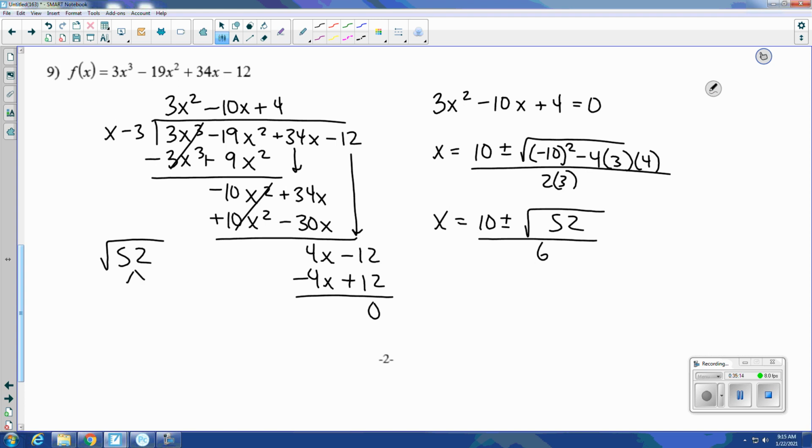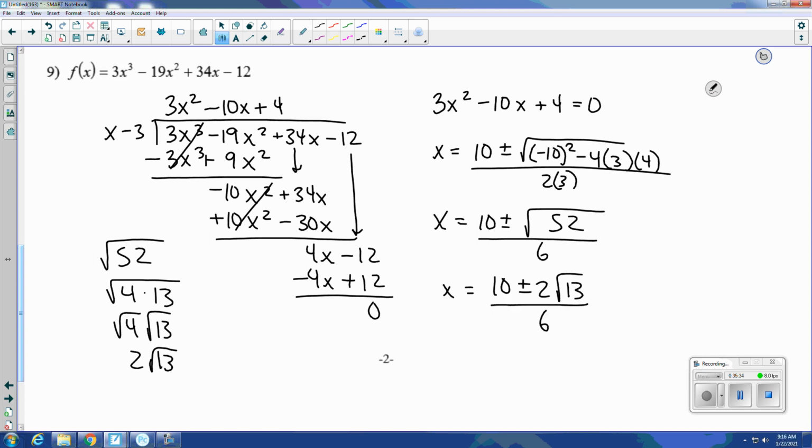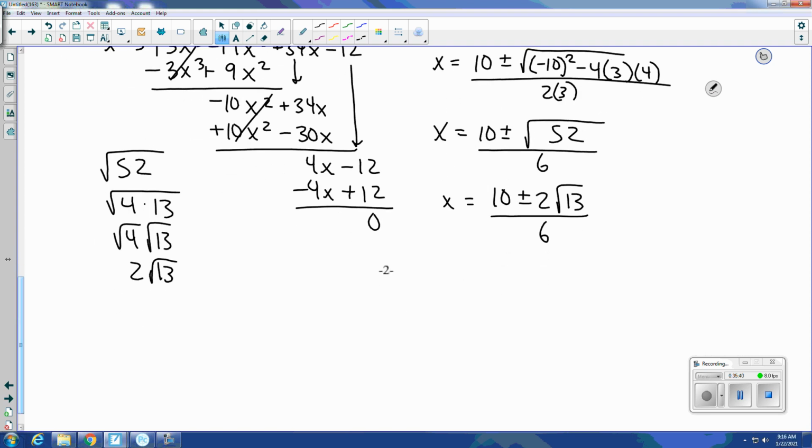Break this down into, actually, 4 and 13 gets me 52. So let's do that. So 4 times 13. So this is the square root of 4 times the square root of 13. You can do your factor tree too: 2 root 13. Okay, so we're going to replace that. We're going to say 10 plus or minus 2 square root of 13, over 6. Last step. 10, 2, and 6 are all even numbers, so they can be reduced by a factor of 2. So 5 plus or minus the square root of 13, over 3.